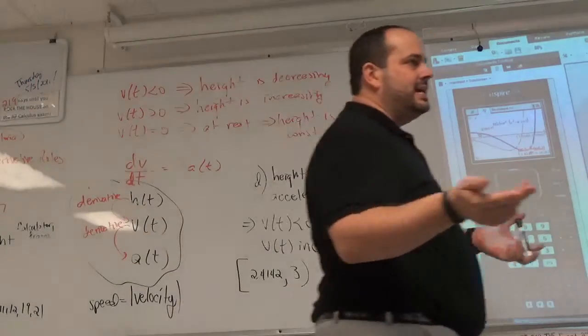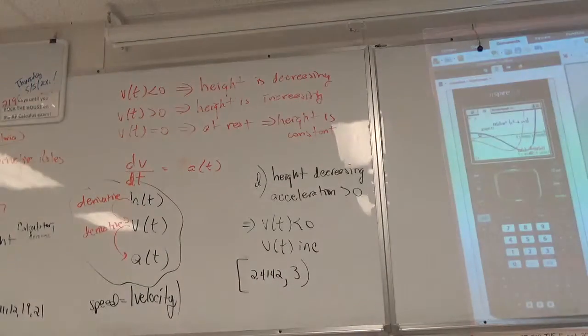You may have said this last year that velocity has magnitude and direction. Speed is just magnitude. You don't get direction when it comes to speed. If I'm walking forward, if I'm walking backwards, my speed can be the same. Is everybody kind of okay with that?